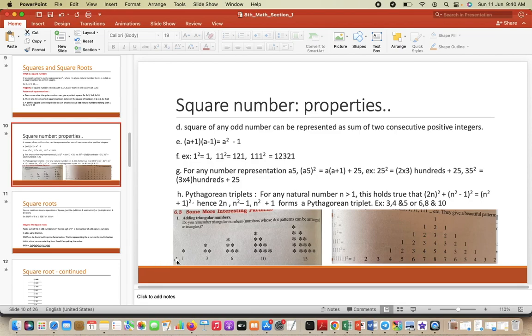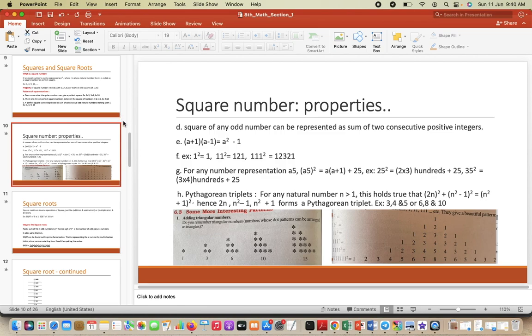So that's why these numbers are called triangular numbers. They can be represented in a triangular form, and when adding up those things, this becomes the sum. Okay. So that's about the triangular numbers.